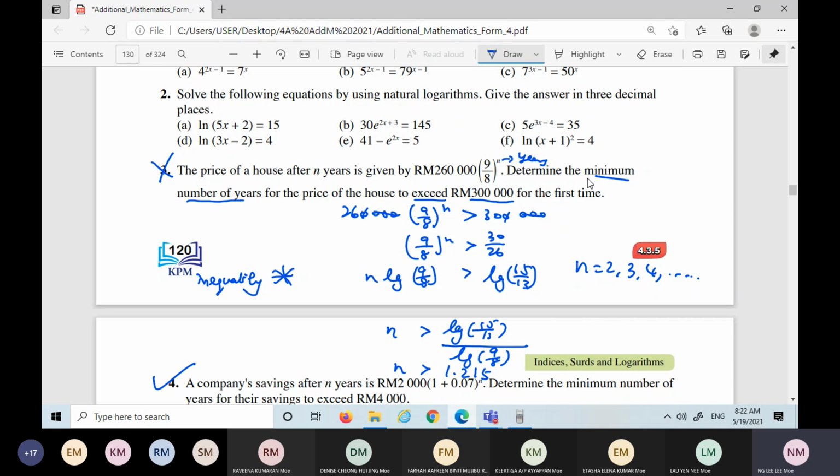But they want the minimum number of years. Minimum means the smallest one, so n is 2. Therefore you write n is 2, or the minimum number of years is 2. This is the final conclusion. You must make the final conclusion, if not, you cannot get the last mark for this type of question.